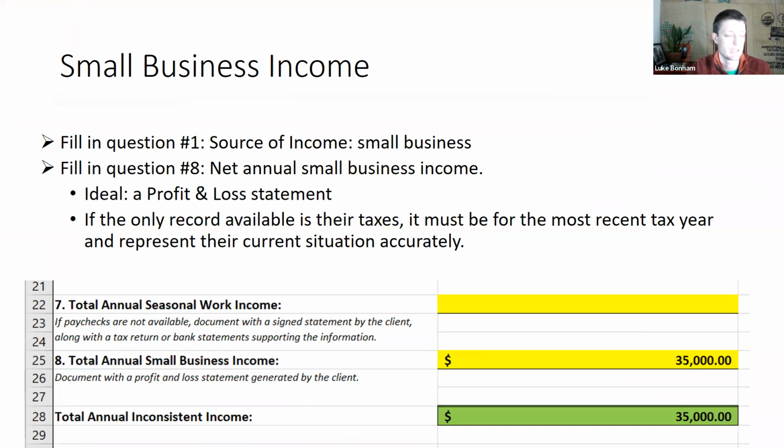Let's look at small business income first. This one is the most straightforward. Number 1 on the source of income, list it as small business and then fill in number 8, which is the net annual small business income. Ideal documentation is a profit and loss statement for an existing small business. If you're a micro enterprise provider, you may need to support them with their profit and loss statements before applying. If they're providing taxes, it must be for the most recent tax year and represent their current situation accurately. Business losses will not carry forward to reduce total household income.